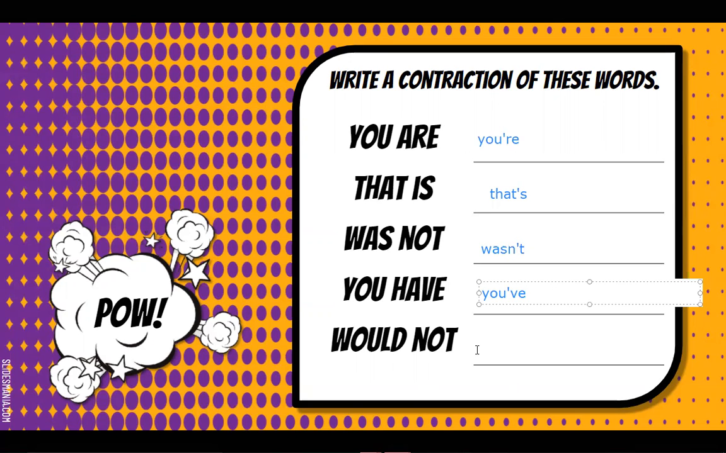All right, and then the next one says would not. So would not in contraction form is wouldn't. And so wouldn't is W-O-U-L-D. There's the word would, and then you squish the word not in there, pop out the O and replace it with an apostrophe.